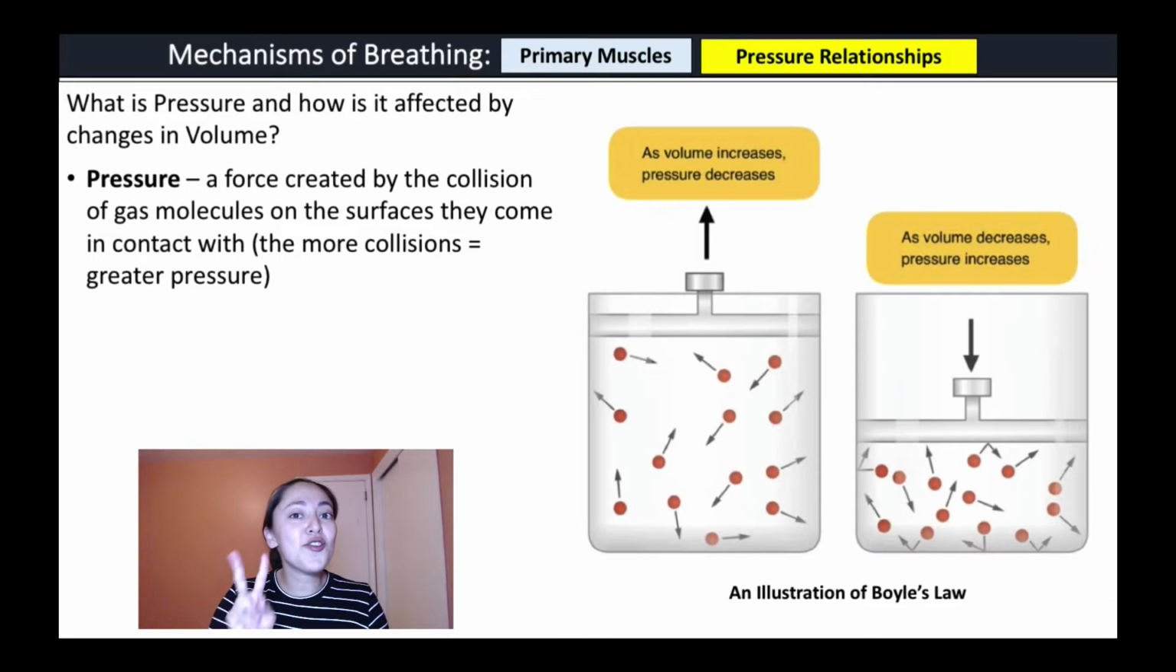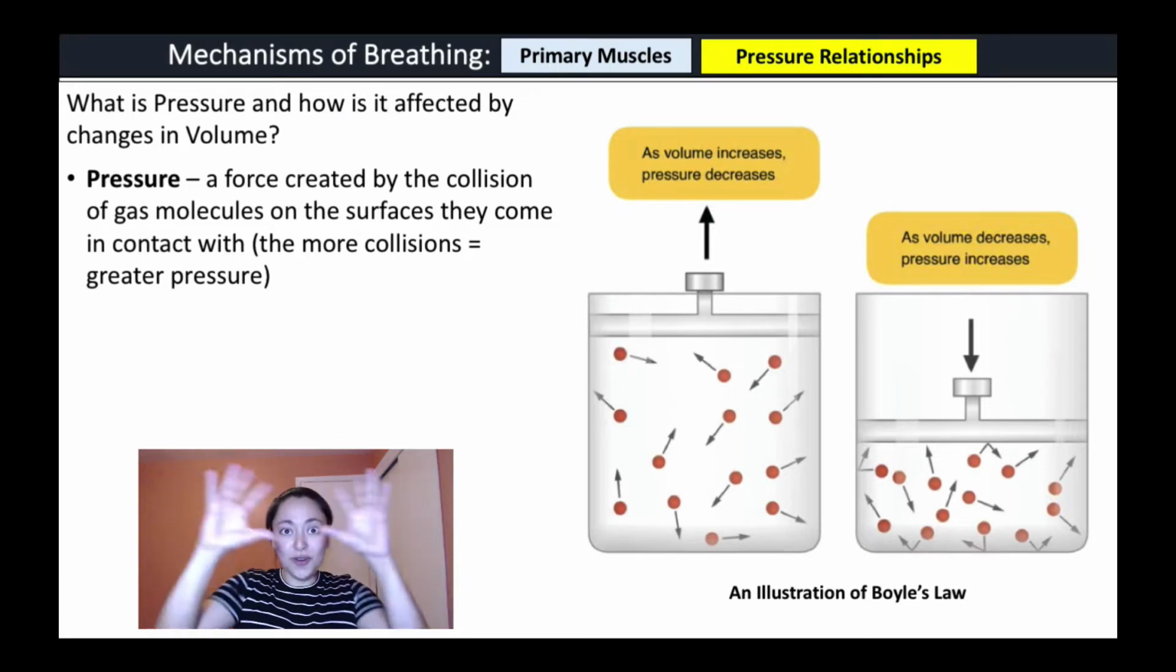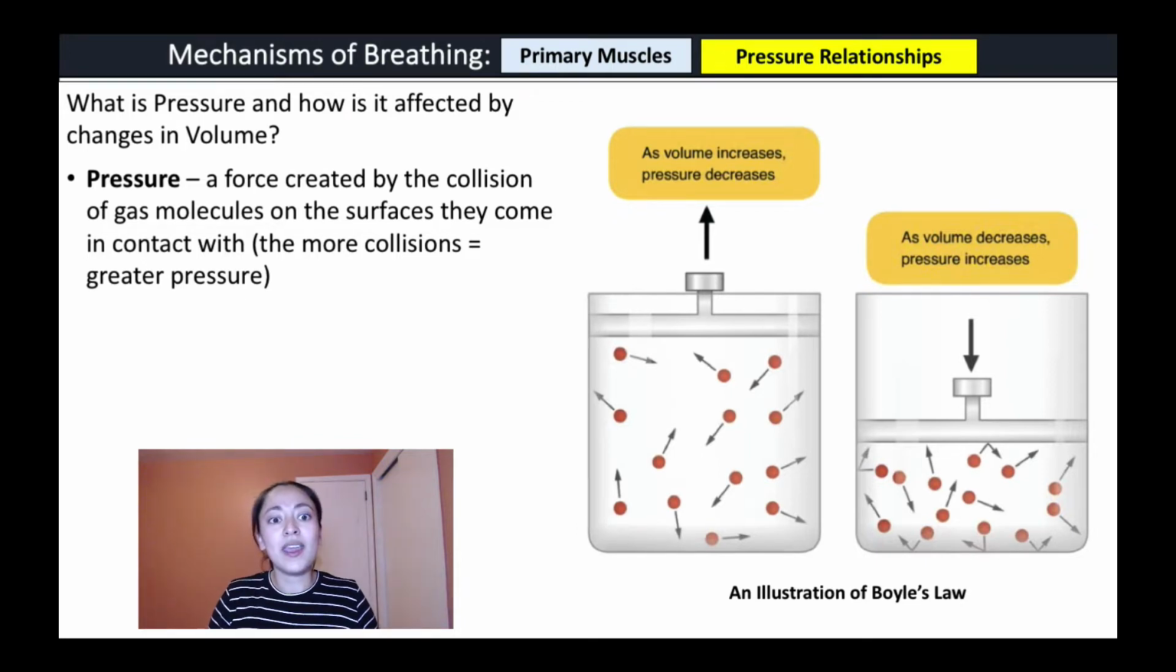Now, the second factor that I said was really important in breathing is pressure relationships. Specifically, the relationship between the pressure in the atmosphere and the pressure in your lungs. So before we can really talk more about that, let's talk about what exactly is pressure and how it is affected by changes in volume. Pressure is a force created by the collision of gas molecules on the surfaces they come in contact with. So the more collisions of these gas molecules on the surfaces around them, the greater the pressure.